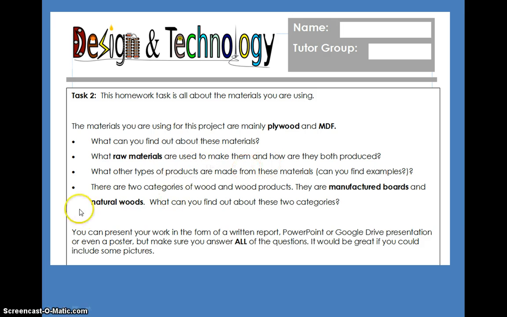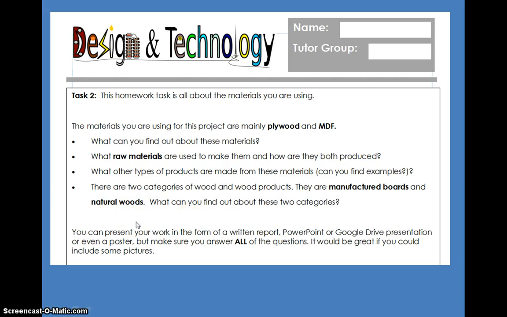And finally, this is a really big one. There are 2 categories of wood and wood products. They are manufactured board, which an example is plywood and MDF, and natural woods. That means woods that haven't been processed in the same way. If you look up these 2 headings, which are in bold, on the internet or in any of the textbooks around, it'll give you a wealth of information. So what can you find out about them?